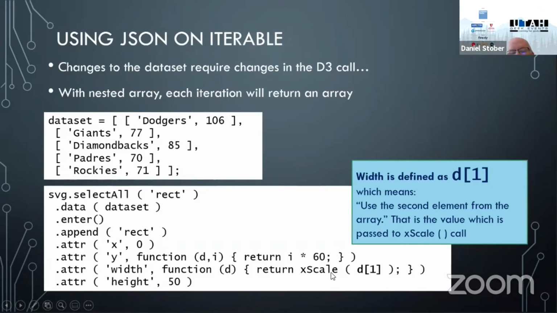Because before it was just an array with 5 numbers on it, but now it's going to pass a nested array in each one. So I have to change my function D, because the function D is still going to return the entire thing that was iterated. So if I want only one piece of the iteration, my function D now has to change in what I'm going to call. So in this particular example, if you notice the width, I'm referencing D and then in square brackets 1, which is the second element of the nested array, right? So the team name is the first element, and that would be D0, and then the numeric value is the second one of those. That's what's getting passed to X scale.